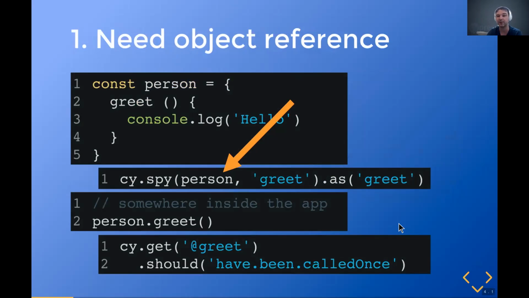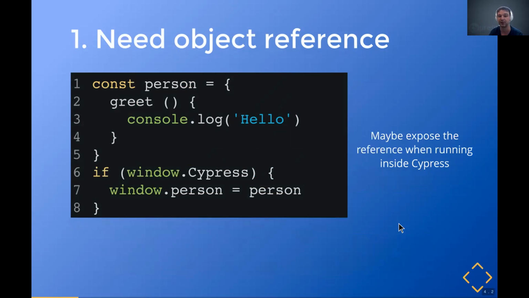Now, there are a couple of tricky points. First of all, you need to get that object reference, right? In order for you to make a spy, you need to know the person. You have to have that object inside the test. And that's a tricky thing sometimes. So what you can do inside your application code is to say, hey, if I'm running inside window.Cypress, if that object exists, that means my code is running inside the Cypress test. So I can set window.person to this object so that later in a test, I can go through the window object and get to that reference.